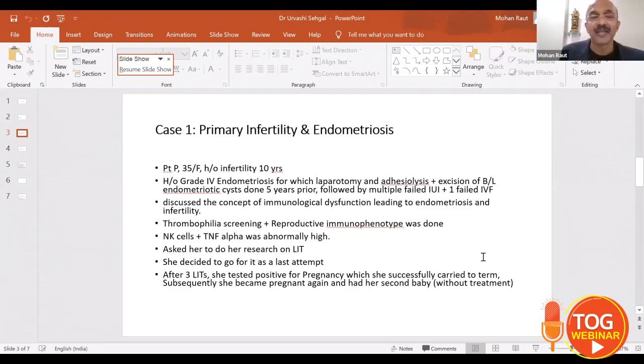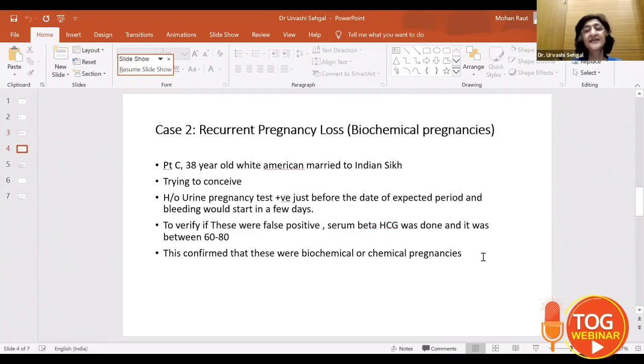Oh, great. I think we'll go to a second case, Dr. Urvashi. Yes, sure. So this is a patient, 38-year-old, a white American, married to an Indian Sikh, trying to conceive. She used to get multiple repeated urine pregnancy tests positive even before missing her date, and they turned out to be biochemical pregnancies because each time the beta HCG used to be close to 60 and 80, and so this confirmed that she had multiple biochemical or chemical pregnancies.